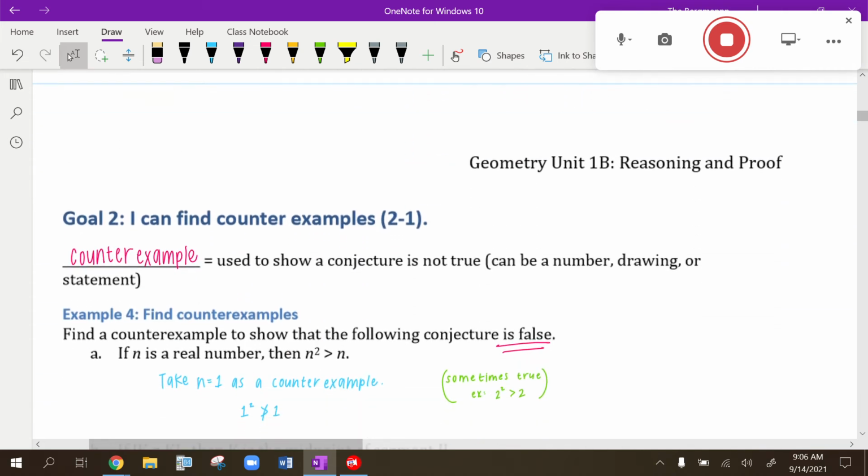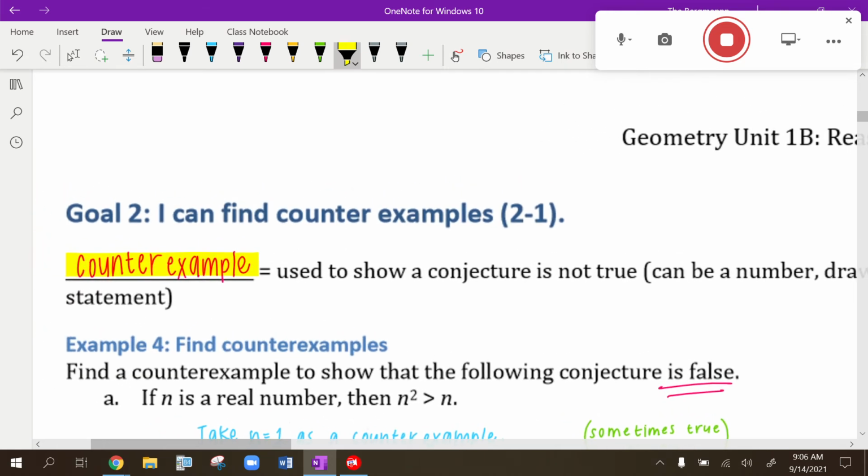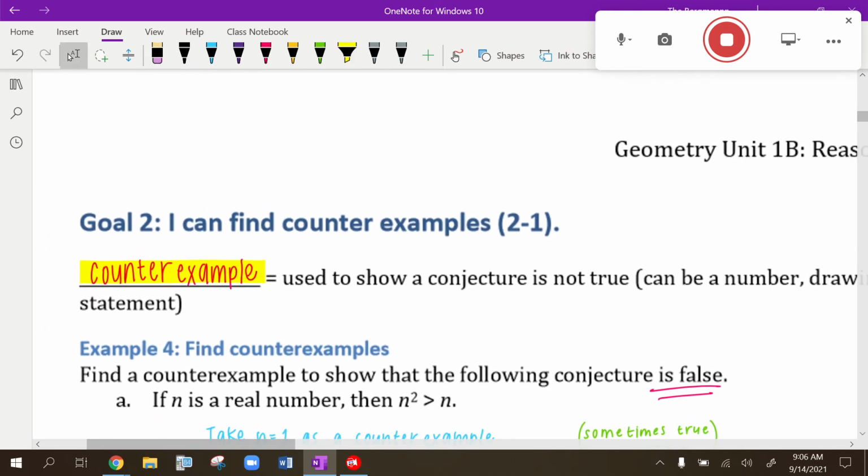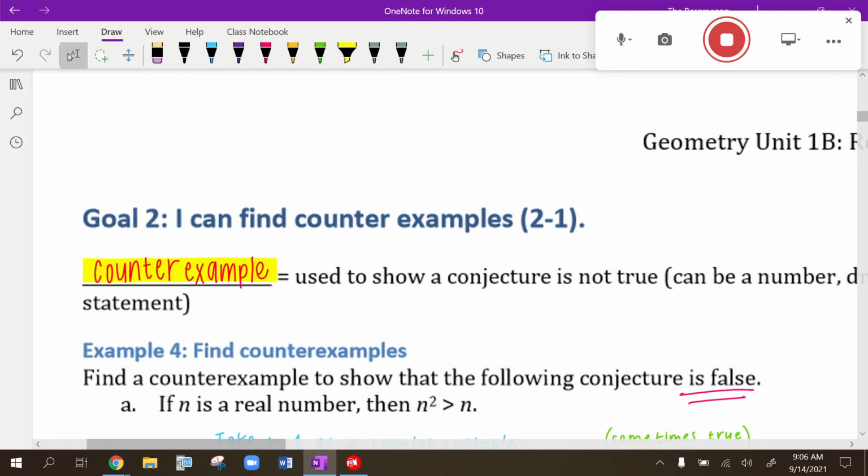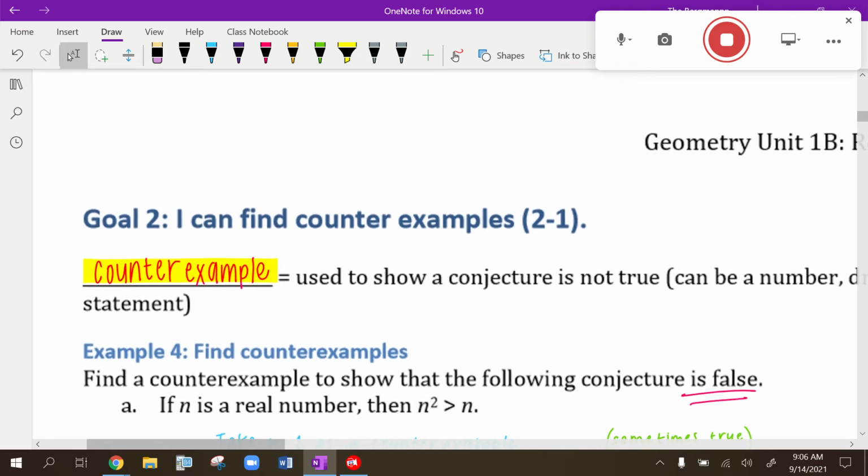Let's also today talk about counterexamples. A counterexample is used to show that a conjecture is not true. It could be a number, a drawing, or a statement. Let's do example 4 together. It says, find a counterexample to show that the following conjecture is false. Now it's already telling us that the conjecture is false. We have to show an example, come up with something that shows why it's false.